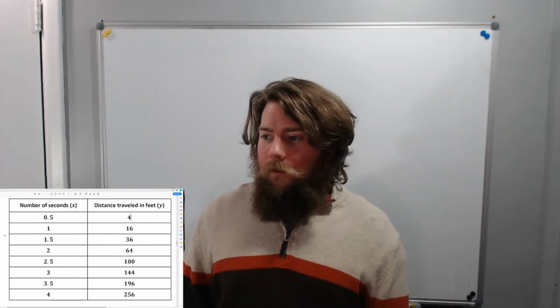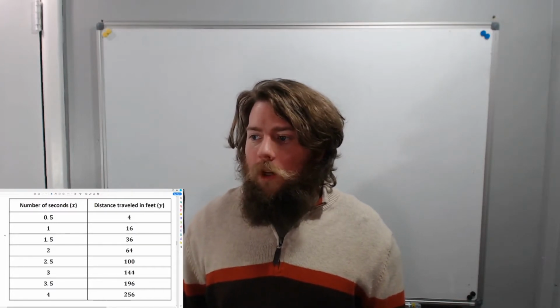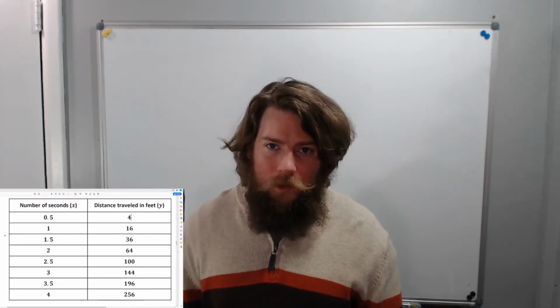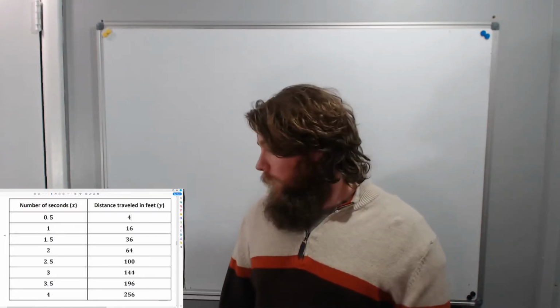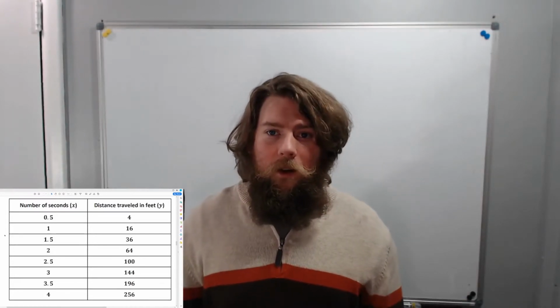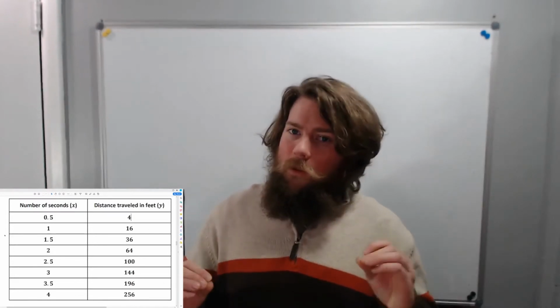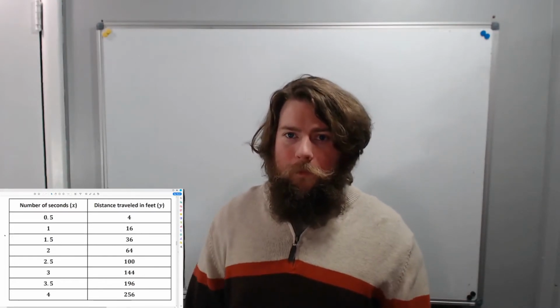Another one would be, if I want to figure out where it is at, say, 1.8 seconds or 1.4632 seconds. Basically anything that's not on this table right here, you're not going to be able to figure out unless we can figure out the rule or the function that this data is following.